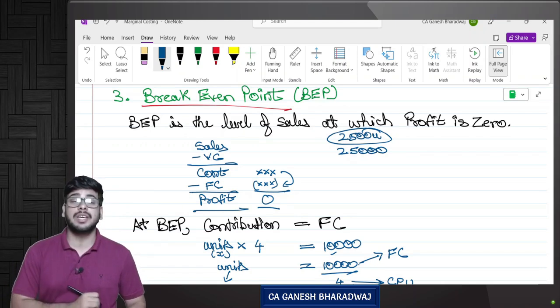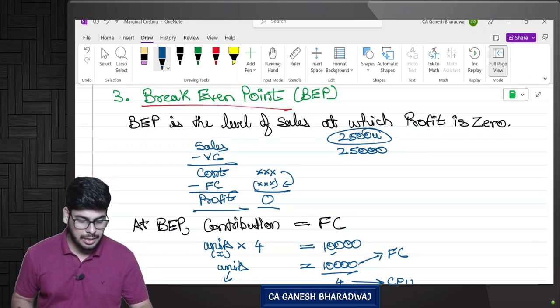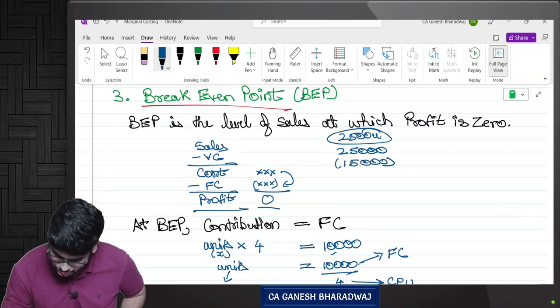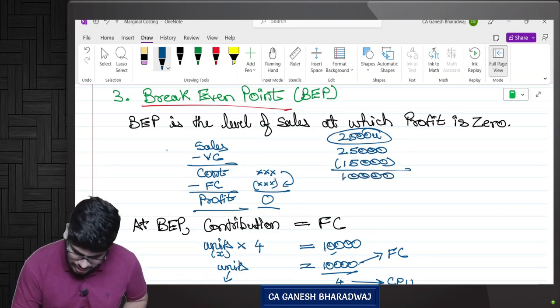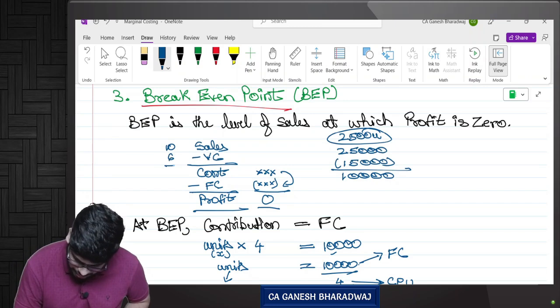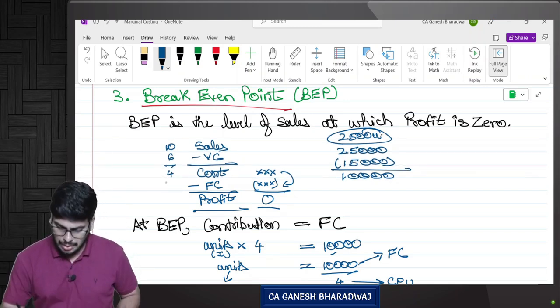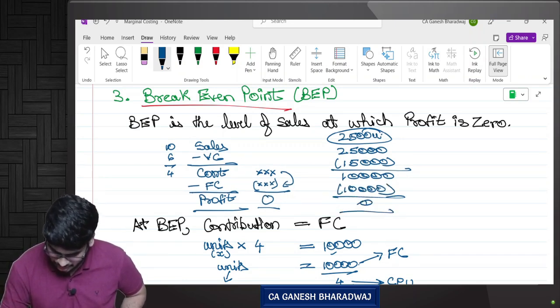So how much is the variable cost? 2,500 into 6. So 2,500 into 6, how much is that? 15,000. So how much is your contribution? Your contribution is going to be 10,000, correct? Selling price is 10, variable cost is 6, contribution is 4. So 2,500 into 4, 10,000. How much is the fixed cost? We saw that fixed cost is 10,000. So exactly your profit is 0.